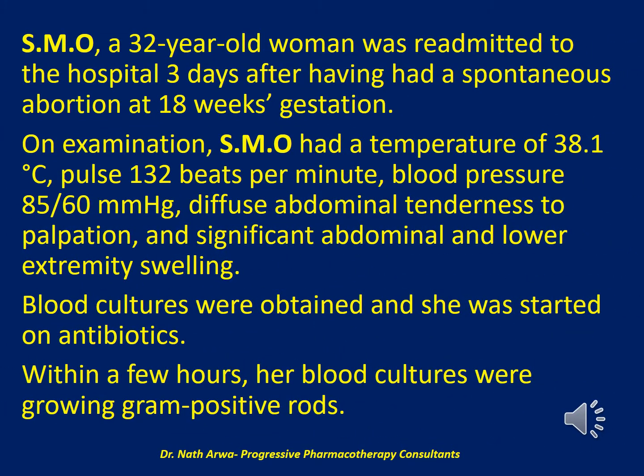And the next question reads, SMO, a 32-year-old woman was readmitted to the hospital 3 days after having had a spontaneous abortion at 18 weeks gestation. On examination, SMO had a temperature of 38.1 degrees Celsius, a pulse of 132 beats per minute, a blood pressure of 85 systolic over 60 diastolic, diffuse abdominal tenderness to palpation, and significant abdominal and lower extremity swelling. Blood cultures were obtained and she was started on antibiotics. Within a few hours, her blood cultures were growing gram-positive rods.